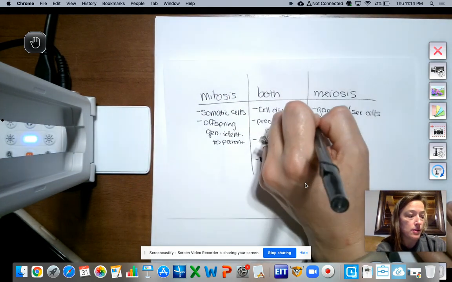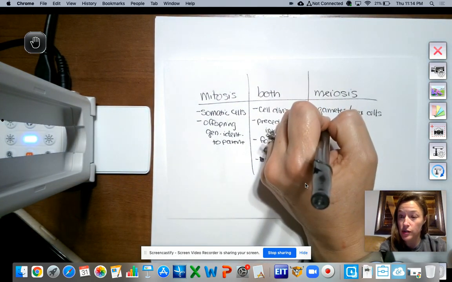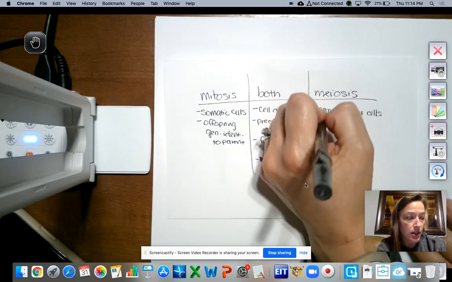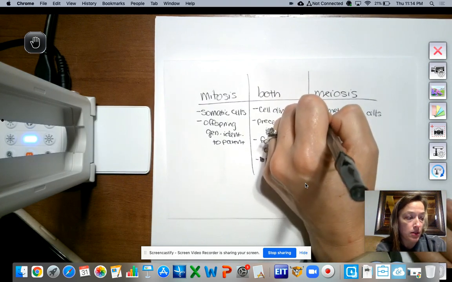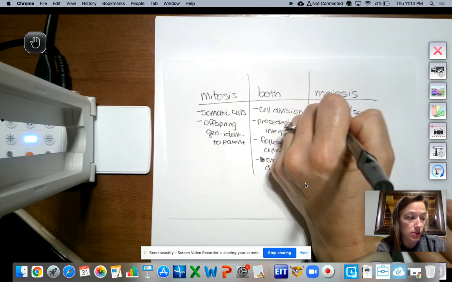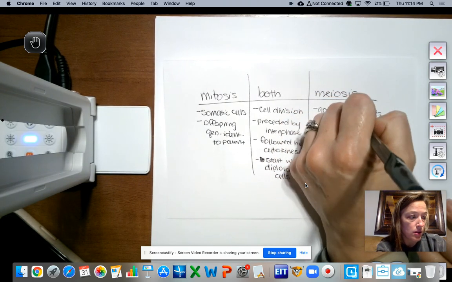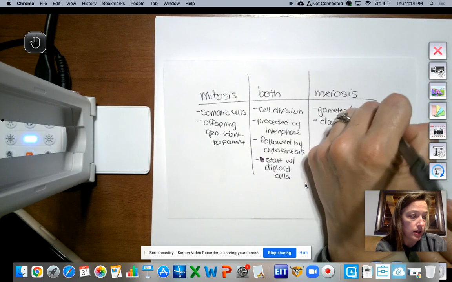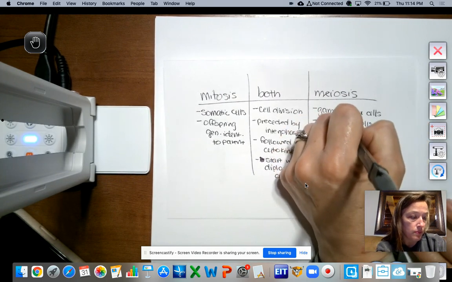In meiosis, the daughter cells, the 4 daughter cells at the end, because they're haploid, are going to be, let's go with daughter cells instead of offspring, genetically different than the parent.